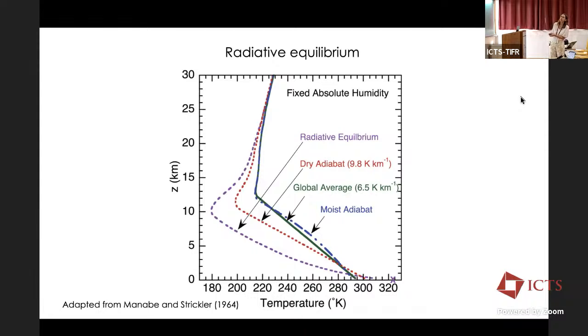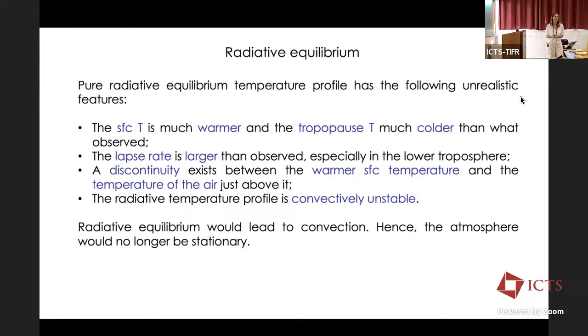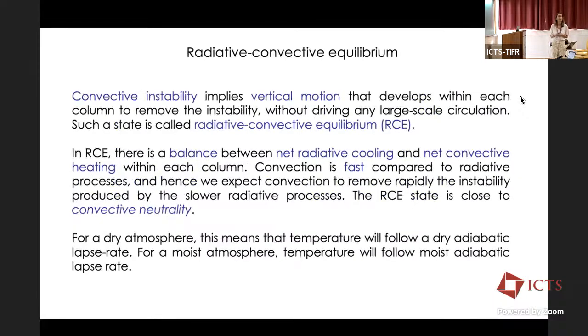Then you see that the temperature lapse rate is very steep, especially in the lower troposphere, the tropopause temperature is too cold and the tropopause height is too low. And in particular, and I think this was discussed this morning, you see that the radiative temperature profile is convectively unstable. So radiative equilibrium would lead to convection, and hence the atmosphere would no longer be stationary. And so convective instability implies vertical motion on small convective spatial scales that develops within each column to remove the instability. And here we're going to assume that this doesn't drive any large-scale circulation. And the state that you get is radiative convective equilibrium.